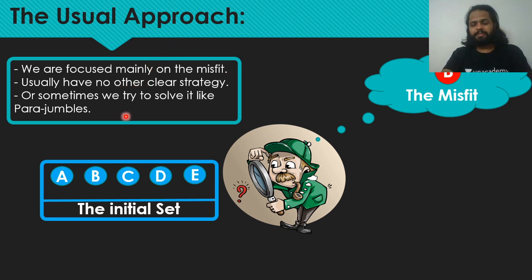In many cases, I wouldn't say always, they don't really have a very well thought out strategy, right? And sometimes a very generic advice that you hear from many people is that you should try to solve odd one out questions like paragymbals, which is partly helpful and partly not, because odd one out questions aren't paragymbals. You don't have to solve them like paragymbals, but there are some parts of solving this type of question which are similar to solving a paragymbal. Okay, so this is the usual approach. You have the initial set and you keep looking for the misfit, right?